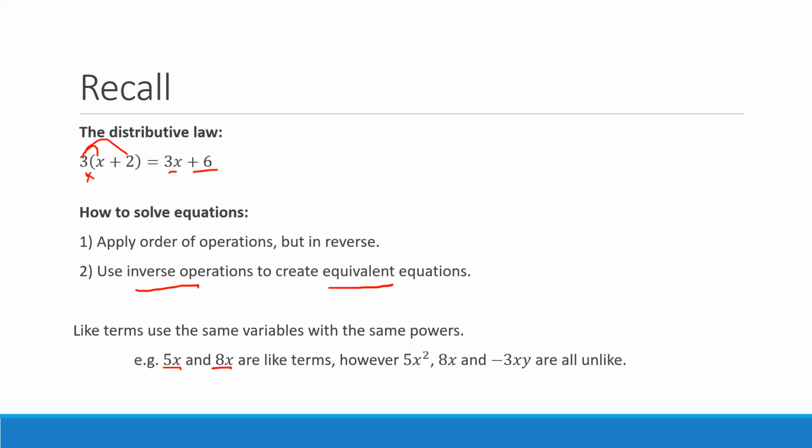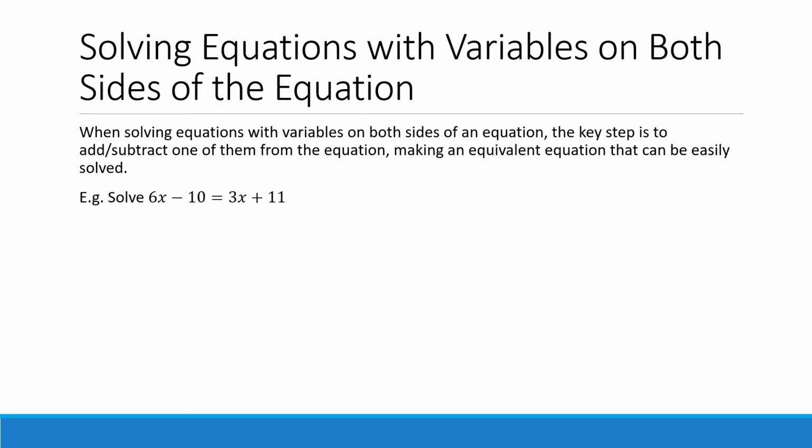However, 5x squared, x, and negative 3xy, they're all unlike because they have different variables, and even 5x squared and 8x, the variables have different powers. So they are not like terms. They cannot be added or subtracted.